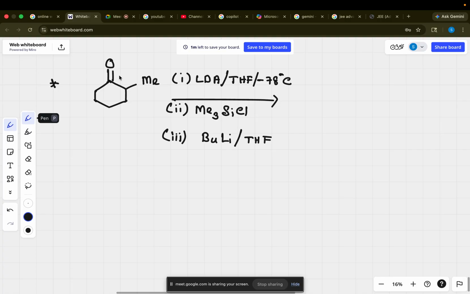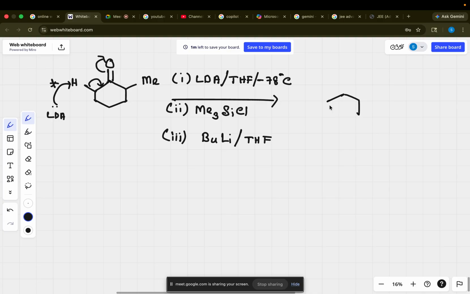So what will happen? LDA will abstract the proton, because you have minus 78 degree. So what will happen? Thermodynamic or kinetic? Kinetically controlled, sir. So LDA will abstract the proton from this side, and you are getting enolate from here, right?